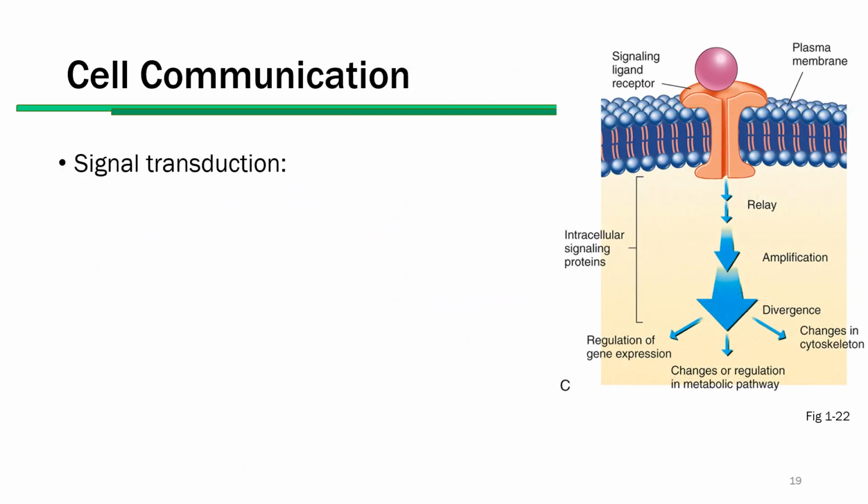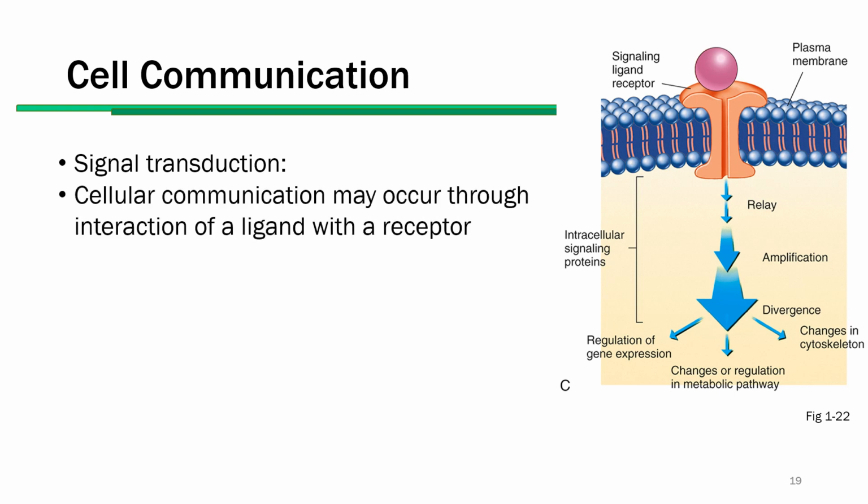The process of chemical communication, cell communication, is called signal transduction. We have to transduce the signal from one form, a chemical form, to either another chemical, an electrical, or a mechanical, and that's a transduction. We're changing forms. Cellular communication may occur through the interaction of a ligand with the receptor. So here we have a ligand, and here is its receptor. And when those interact, that's going to generate a signal.